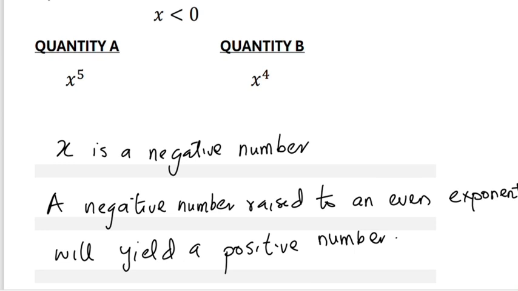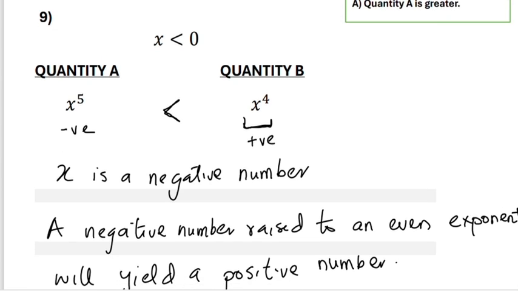So clearly, quantity B is raised to an even number, so this is positive. And quantity A is raised to an odd number, this is negative. And positive is greater than negative. So clearly quantity B is greater. So the answer will be B.